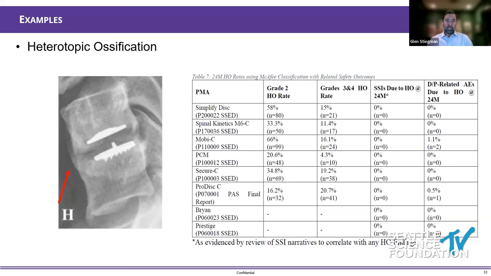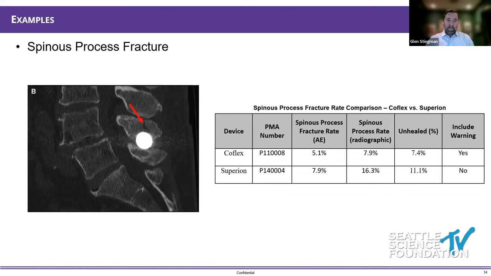I've mentioned spinous process fractures a couple of times. This is something the FDA is incredibly sensitive about. I think with the designs of these interspinous devices, Coflex had the railing, they said more interlaminar based on its placement, but really confined to the shape of the spinous process, while X-Stop, Superion, these other devices are more point contact, and can maybe drive spinous process fractures a little bit higher. And you see that between these two comparisons.